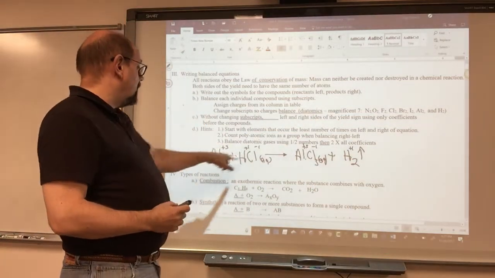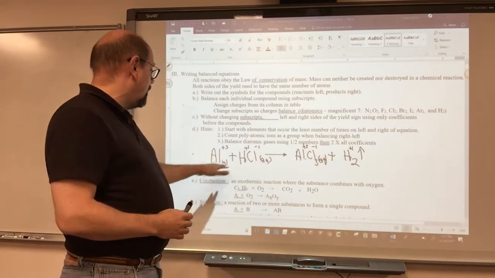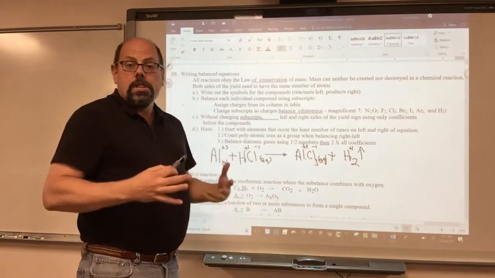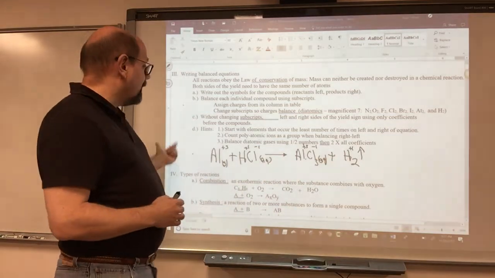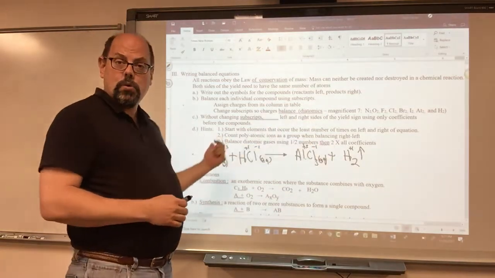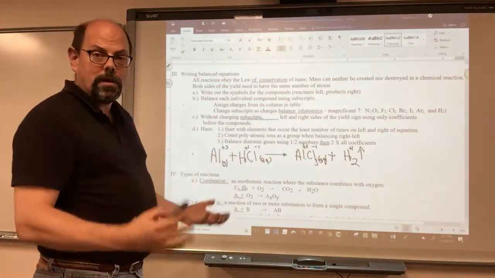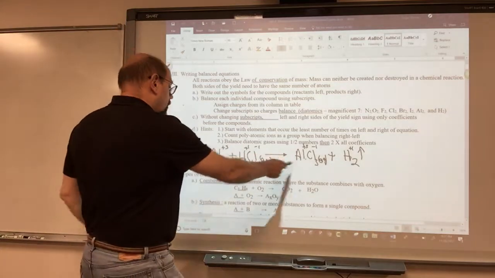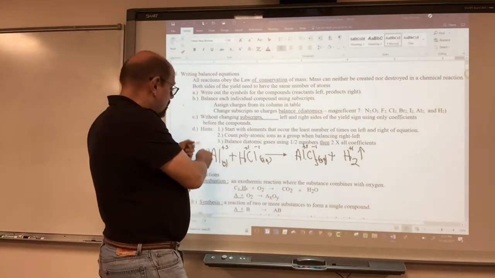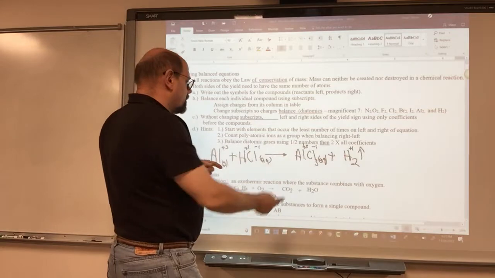And then without changing any subscripts now, once we've done this, so Al, HCl, AlCl3, and H2, they've been balanced. We're going to now balance the left side and the right side. This is the new kind of balancing we're talking about so that matter is conserved. 1 aluminum, 1 aluminum. I'm just going to start from my left and work my way through this, okay?